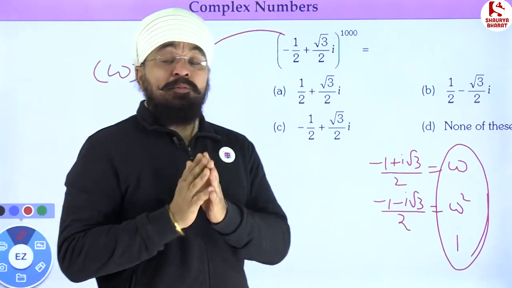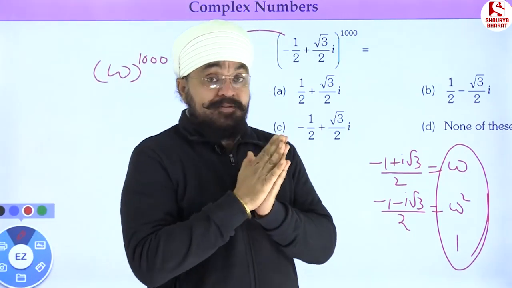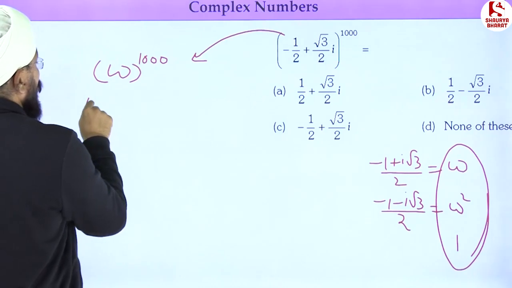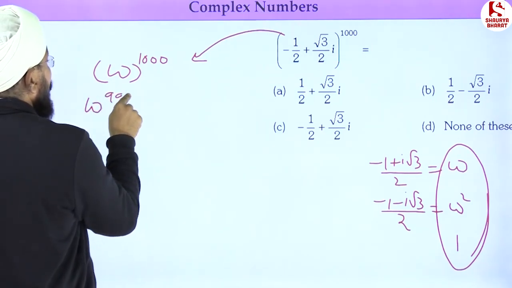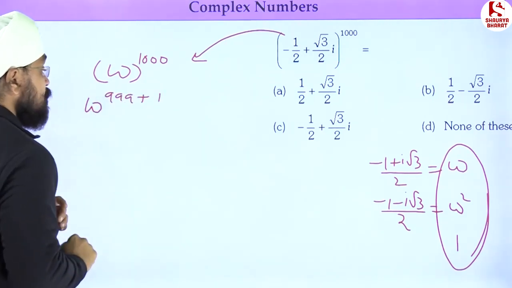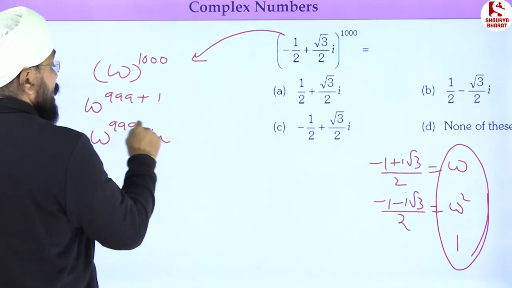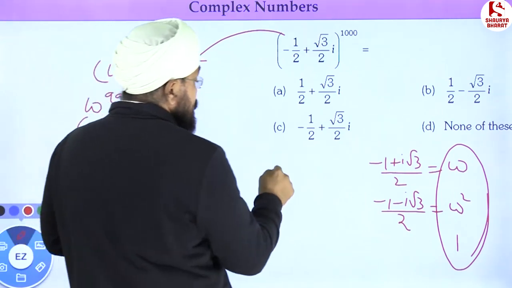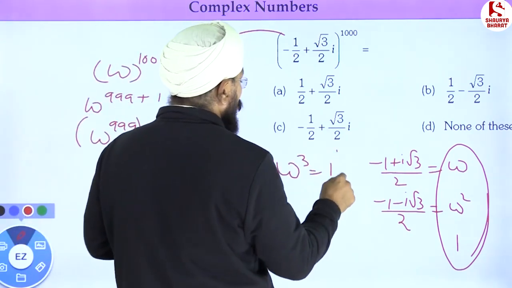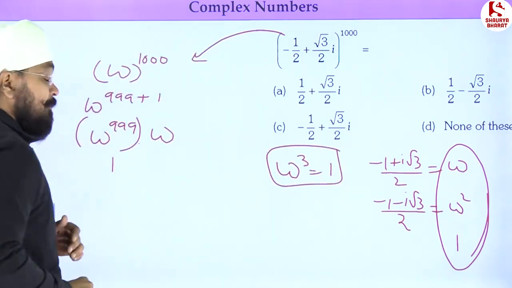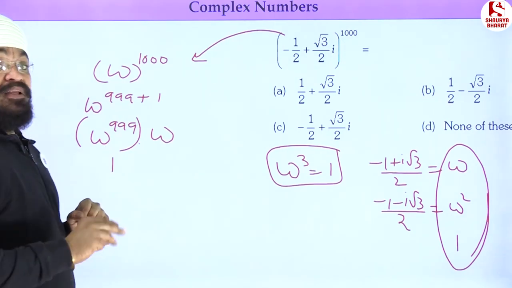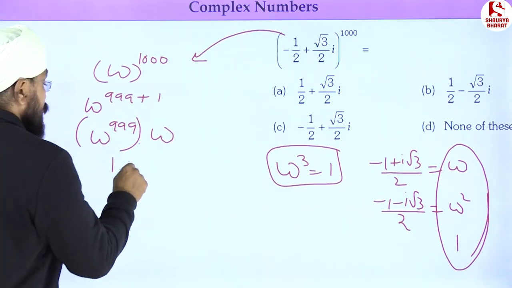So we have to get very close to omega cubes. This will be written as omega to the power 999 plus 1, which can be written as omega to the power 999 times omega. We know that since omega cube is equal to 1, omega to the power 999 will become 1 because it's a multiple of 3. So this is only omega.